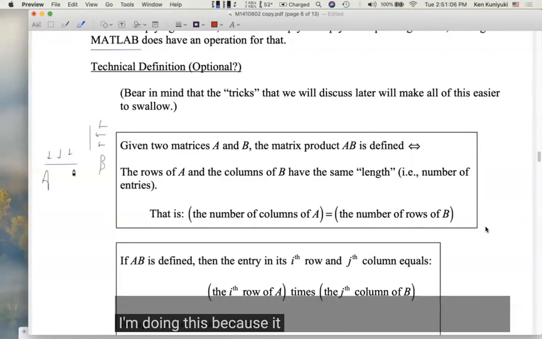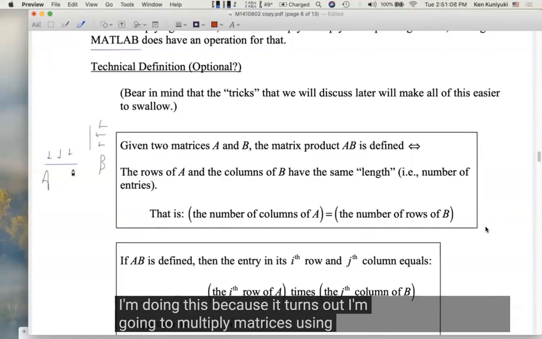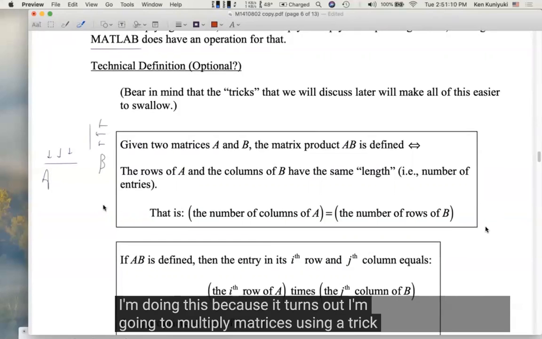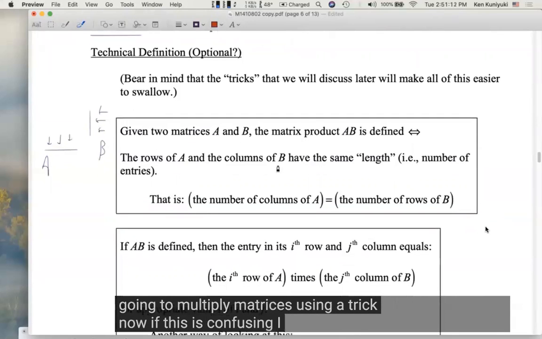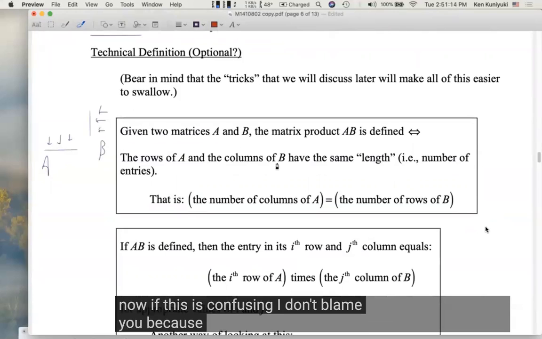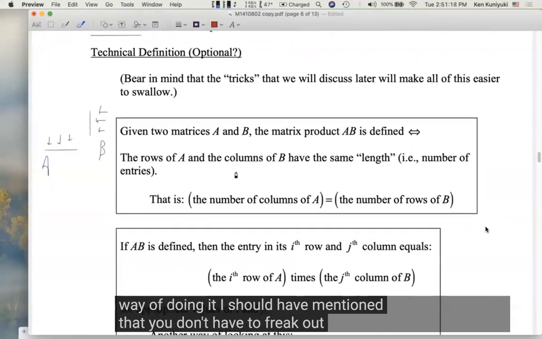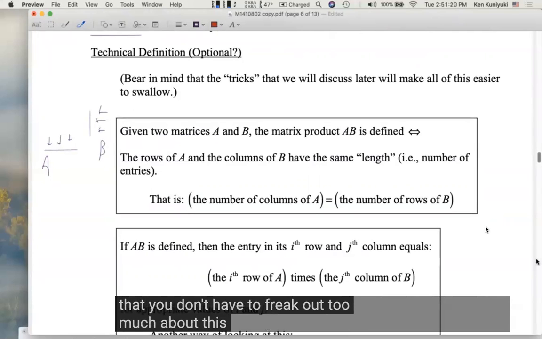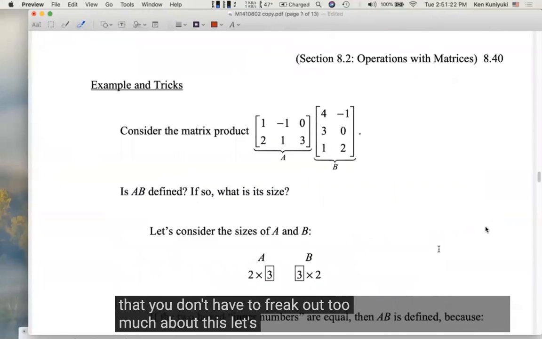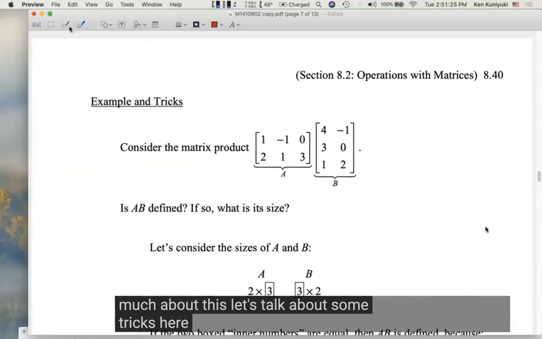I'm doing this because it turns out I'm going to multiply matrices using a trick. Now, if this is confusing, I don't blame you, because there's actually a better way of doing it. I should have mentioned that. You don't have to freak out too much about this. Let's talk about some tricks here.